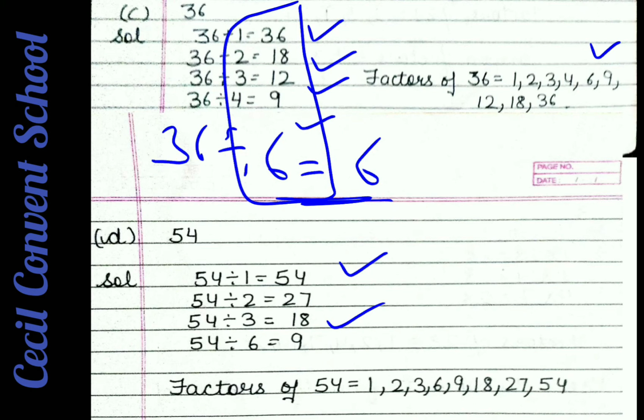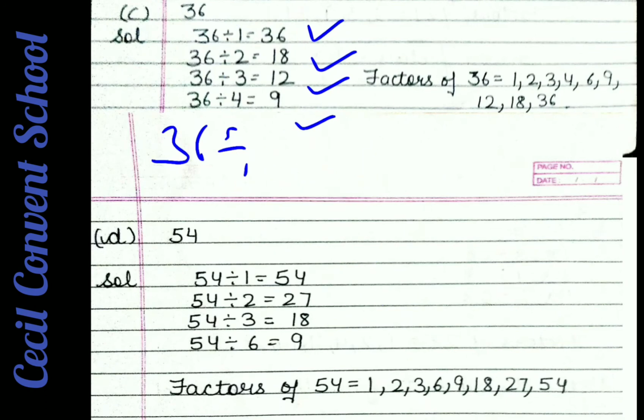So you divide 54 by 6. When you divide it, answer comes 9. After 6, it will come on the 9 table. So means again 9 and 6 will be repeating. So you stop. And all these numbers are the factors of 54. So you will arrange these numbers in ascending order. Clear, students?